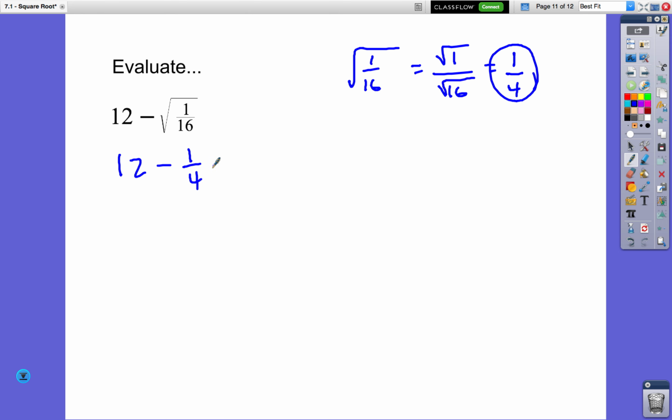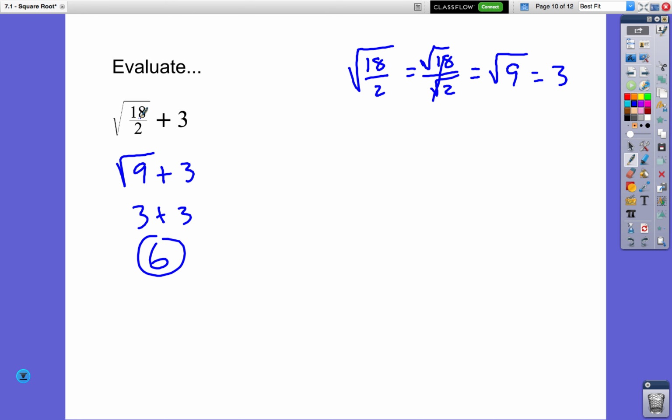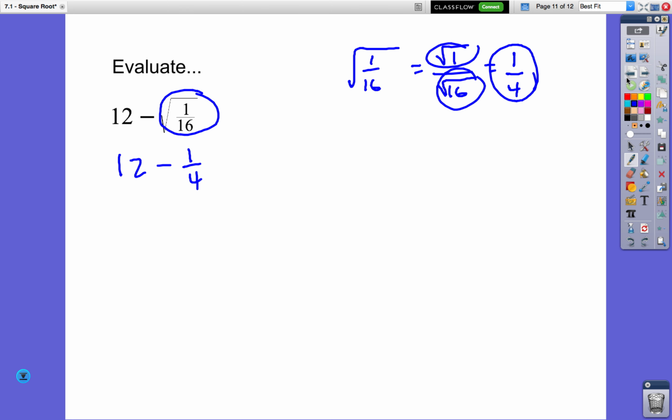But I think the important thing to pay attention to is notice how on this problem it was easier to square root the numerator and square root the denominator, whereas on the last problem it was easier to divide first, get it down to a single number, and then square root it. So different techniques for similar situations. Now we finish it off. 12 minus 1/4 is 11 and 3/4. Alright, so that's a little bit about square roots and order of operations. You'll be trying this out in your homework, so give it a shot and good luck.